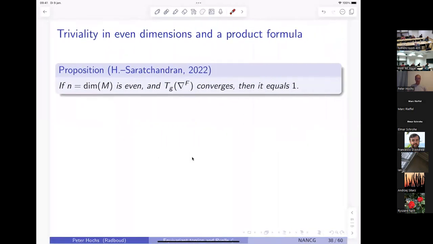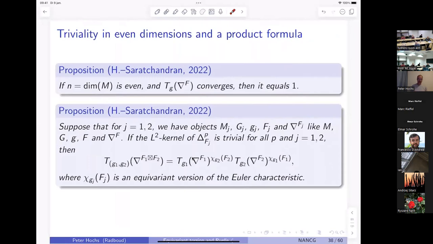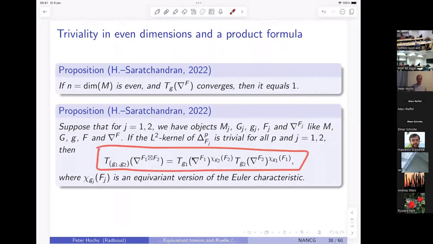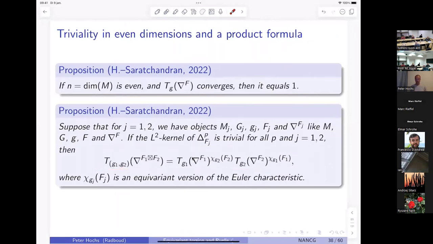Now, some other properties of analytic torsion also hold in this case. Triviality for even dimensional manifolds is still true: if it converges, it has to be trivial for even dimensional manifolds. And again, there's some kind of product formula, where now the Euler characteristic that was there in the product formula in the compact case is now some equivariant version of the Euler characteristic, but it still generalizes.